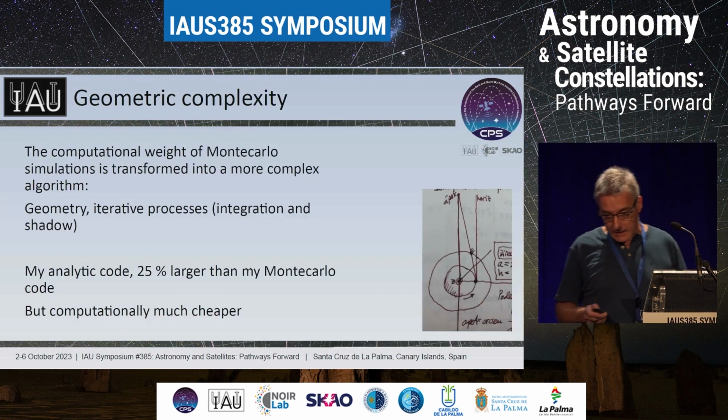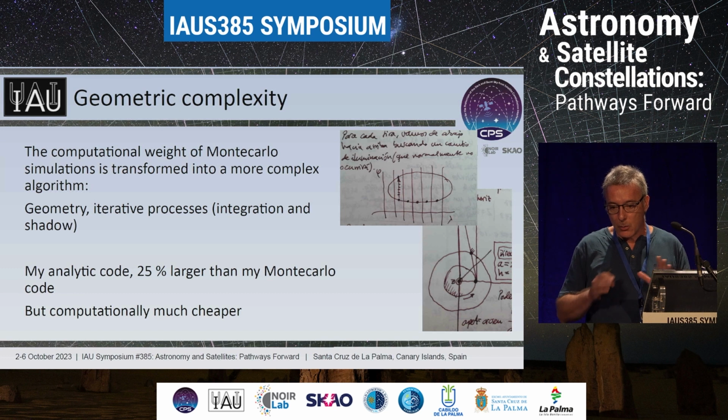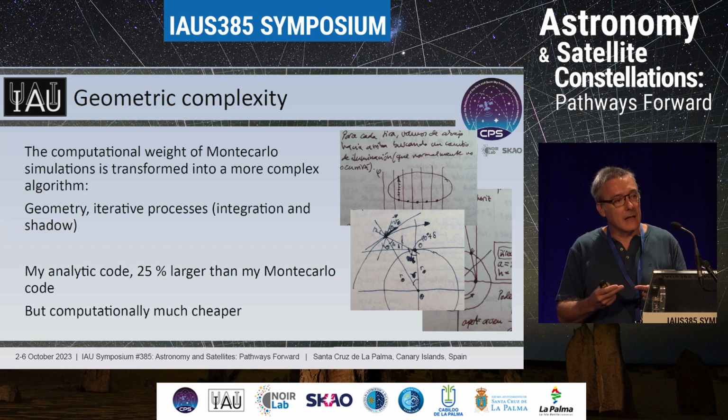Well, we see that the computational weight of the Monte Carlo approach is transformed here into a more complex algorithm. We have several geometrical non-trivial problems. We have a couple, at least, of iterative processes. And at the end, the code is larger. In my case, my analytic code is 25% larger than my Monte Carlo code, but it is computationally much cheaper.